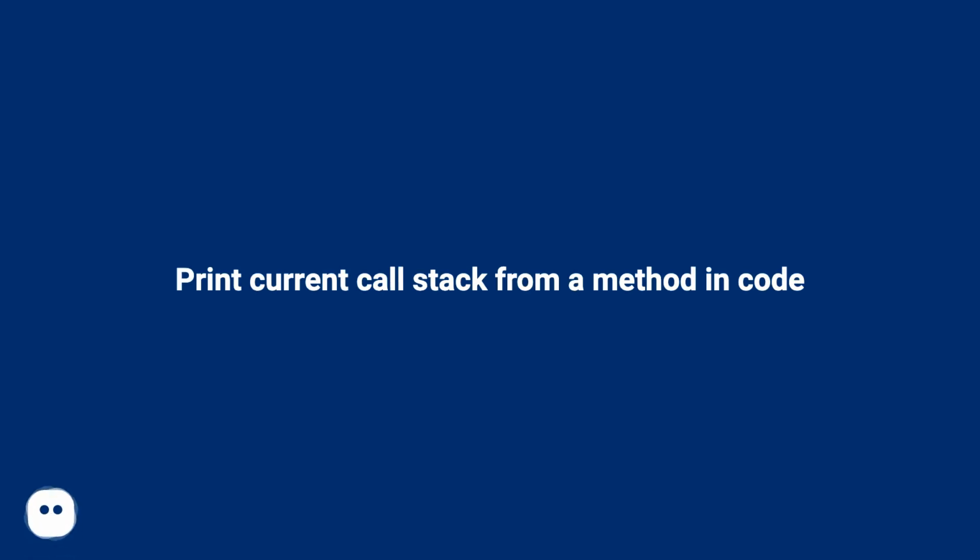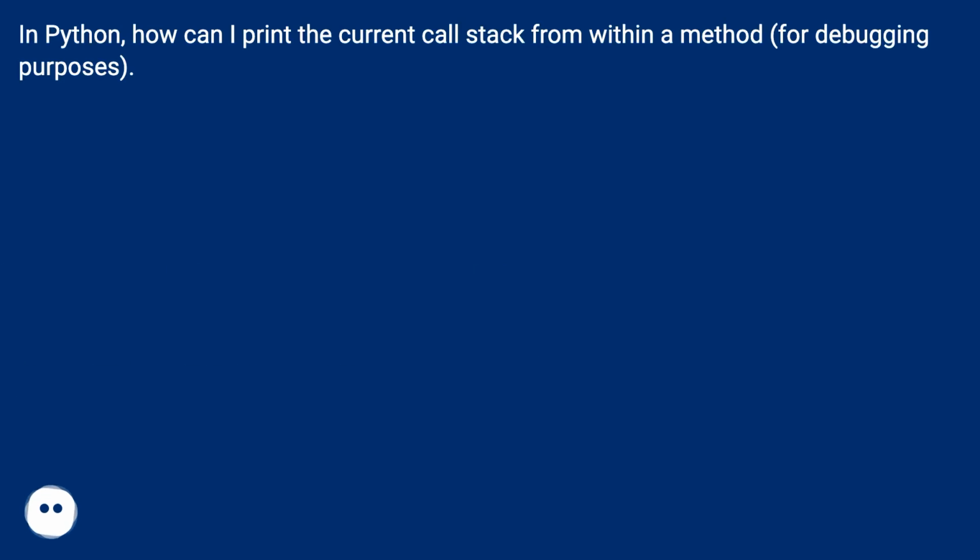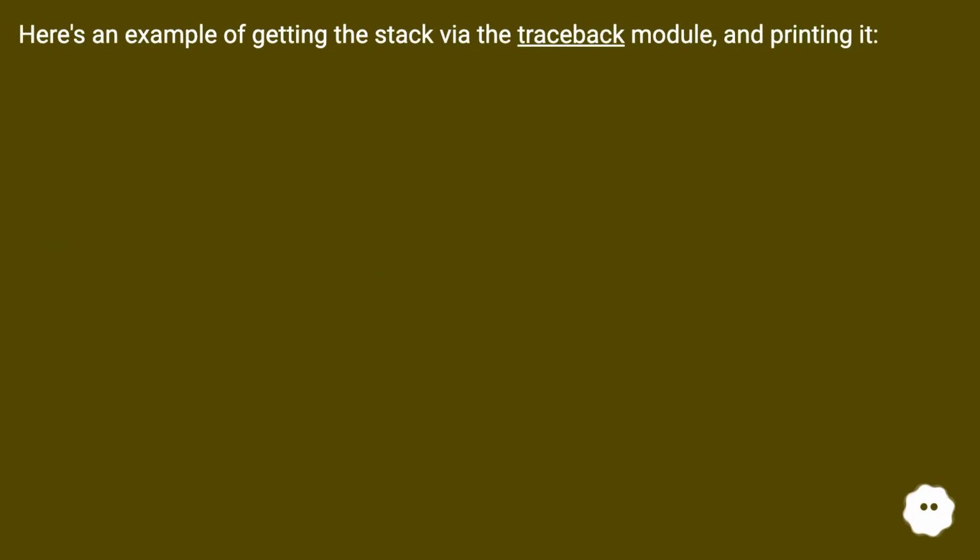Print current call stack from a method in code. In Python, how can I print the current call stack from within a method for debugging purposes? Here's an example of getting the stack via the traceback module and printing it.